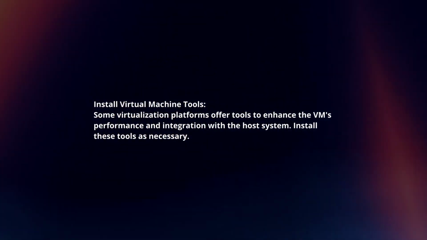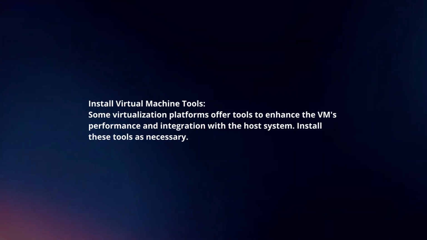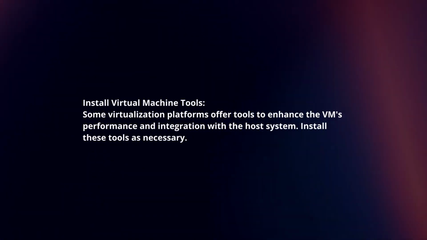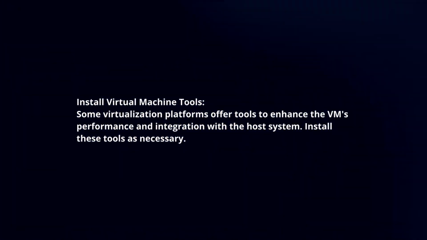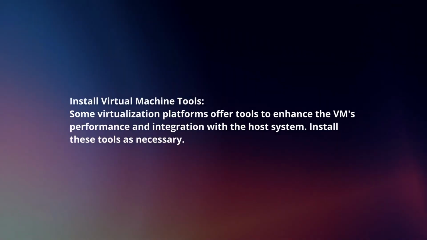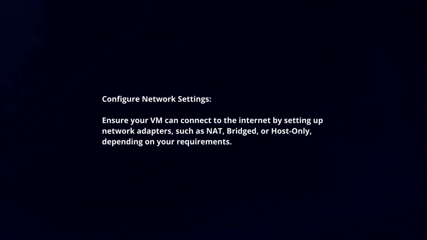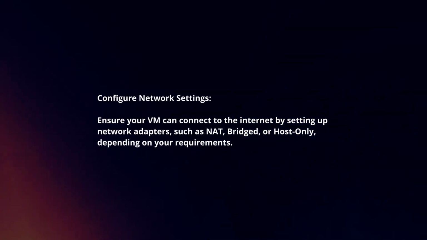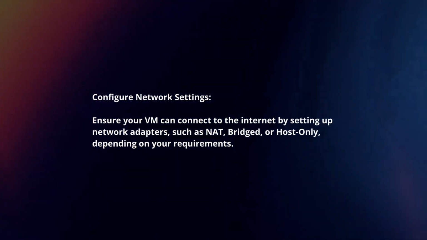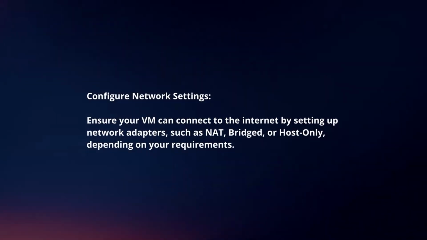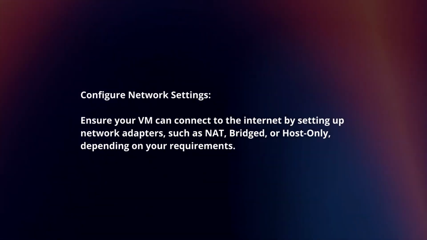Install virtual machine tools. Some virtualization platforms offer tools to enhance the VM's performance and integration with the host system. Install these tools as necessary. Configure network settings. Ensure your VM can connect to the internet by setting up network adapters such as NAT, bridged, or host only, depending on your requirements.